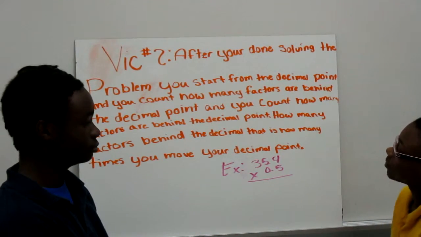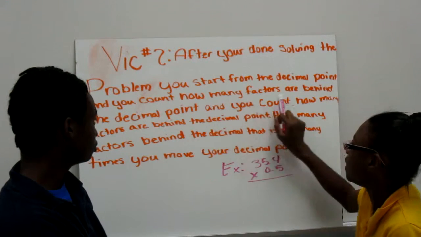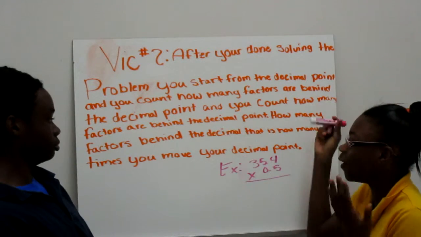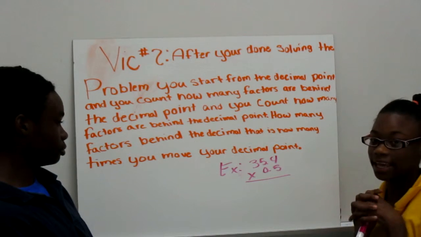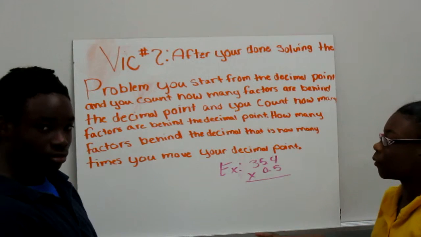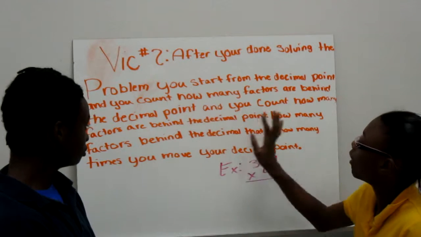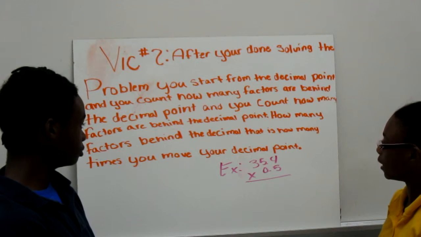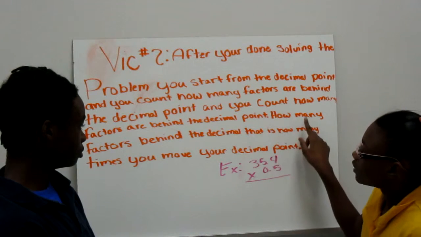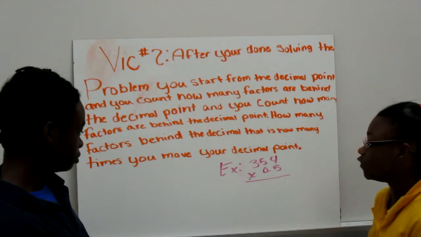Pick number 2. After you're done solving the problem, you start from the decimal point and you count how many factors are behind the decimal point. I said that twice because y'all might not have heard what I said the first time, and might not have understood it. You always do that after you're solving. How many factors behind the decimal is how many times you move your decimal point.